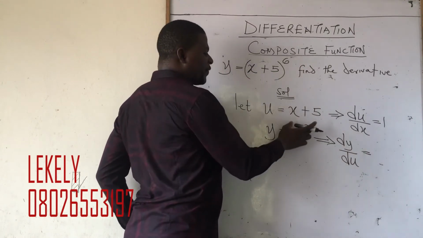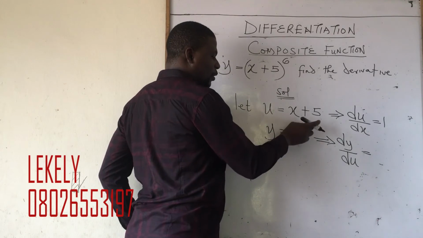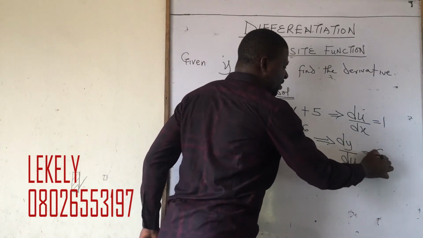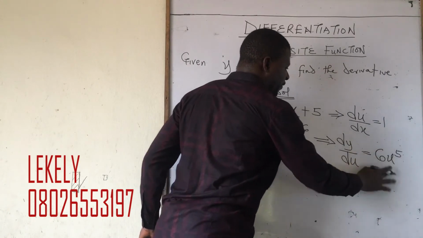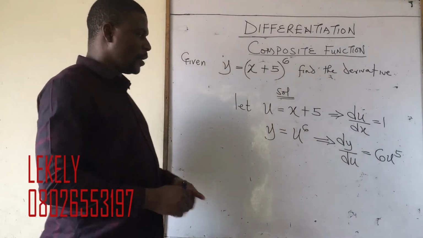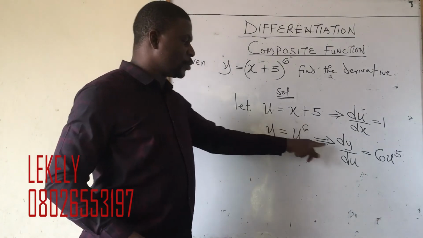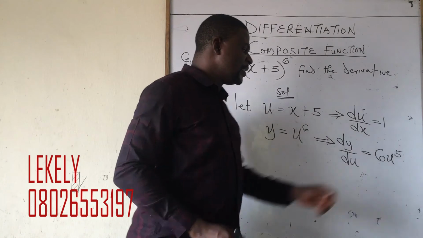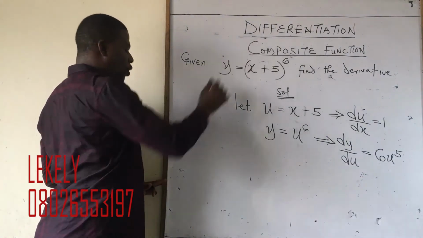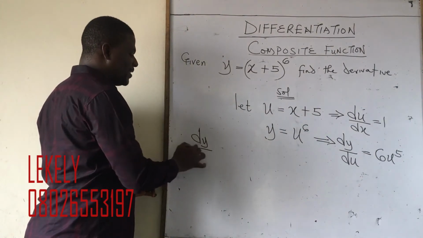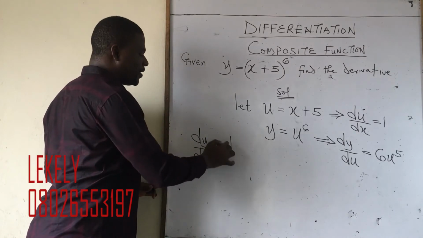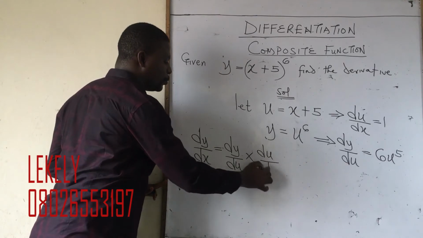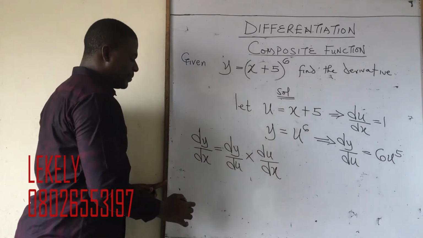Dy du. Now if you differentiate u raised to power 6, don't forget you will bring down the 6 and then minus 1. So it will be 6u raised to power 5. Don't forget our rule 1. You bring down the 6 and minus 1, so it will give you 6u raised to power 5. Then, don't forget that for a composite function, your dy dx is always dy du times du dx. That's the rule.